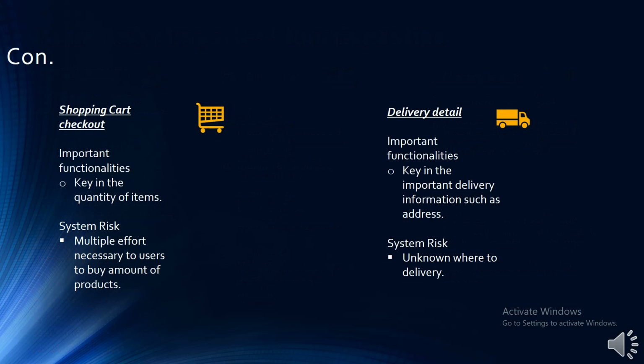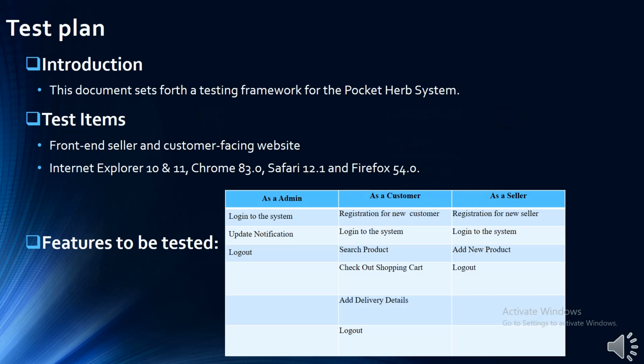And the next one is the shopping cart checkout. The important functionality is to key in the quantity of items, and the system risk is unnecessary multiple efforts for users to buy a number of products. And the last one is delivery details. The important functionality is to key in important delivery information such as address, and the system risk is an unknown way to deliver. Now I'm going to present the test plan.